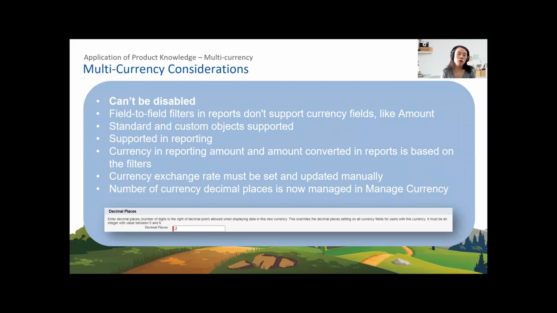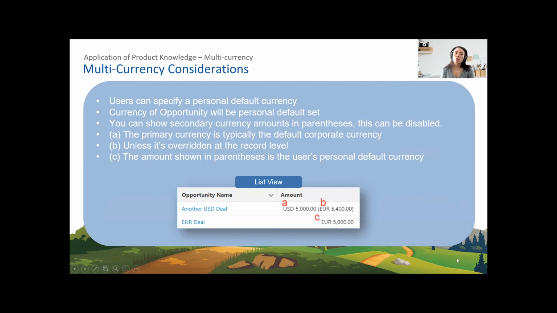The number of currency decimal places is now managed in Manage Currency. You'll see this here. And that overrides the field customizations for currency fields. Users can specify a personal default currency. The currency of the opportunity will be the personal default. So every time they create an opportunity, they'll use that default. You can also show secondary currency amounts in parentheses. This can be disabled in the Manage Currency section.